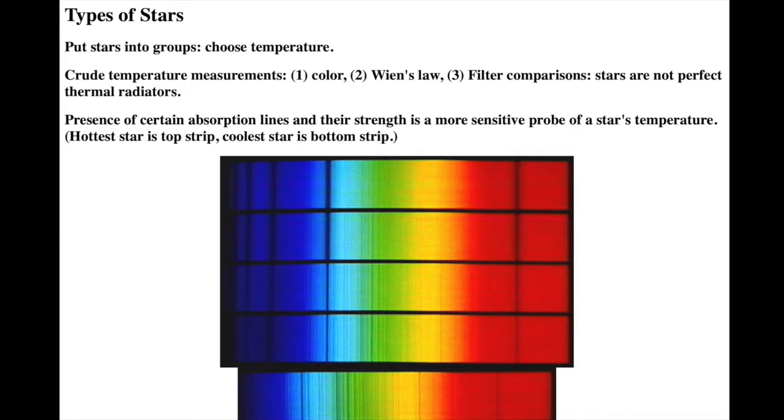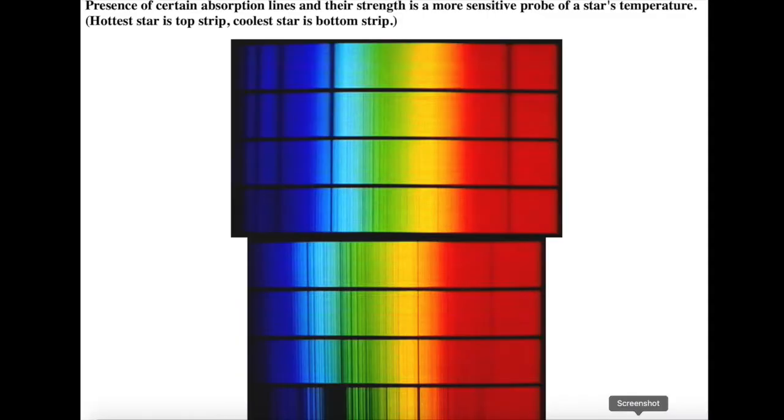A more sensitive, that is accurate, probe of a star's temperature is the presence of certain absorption lines and measuring their strength, that is how dark and fat they are. The picture shows a sequence of star spectra from a hot star at the top strip to a cool star at the bottom strip. Notice how the hydrogen lines in the hot star become weaker with the cooler star strips.